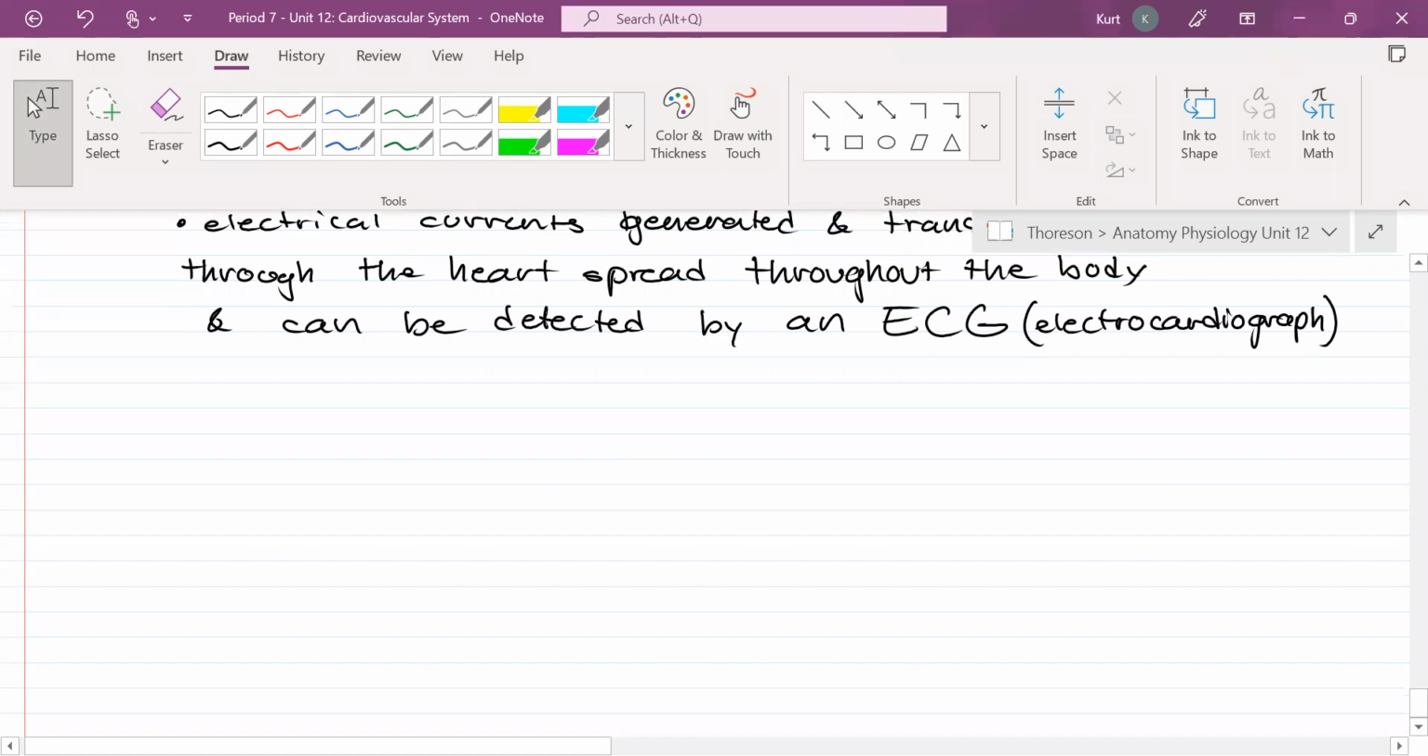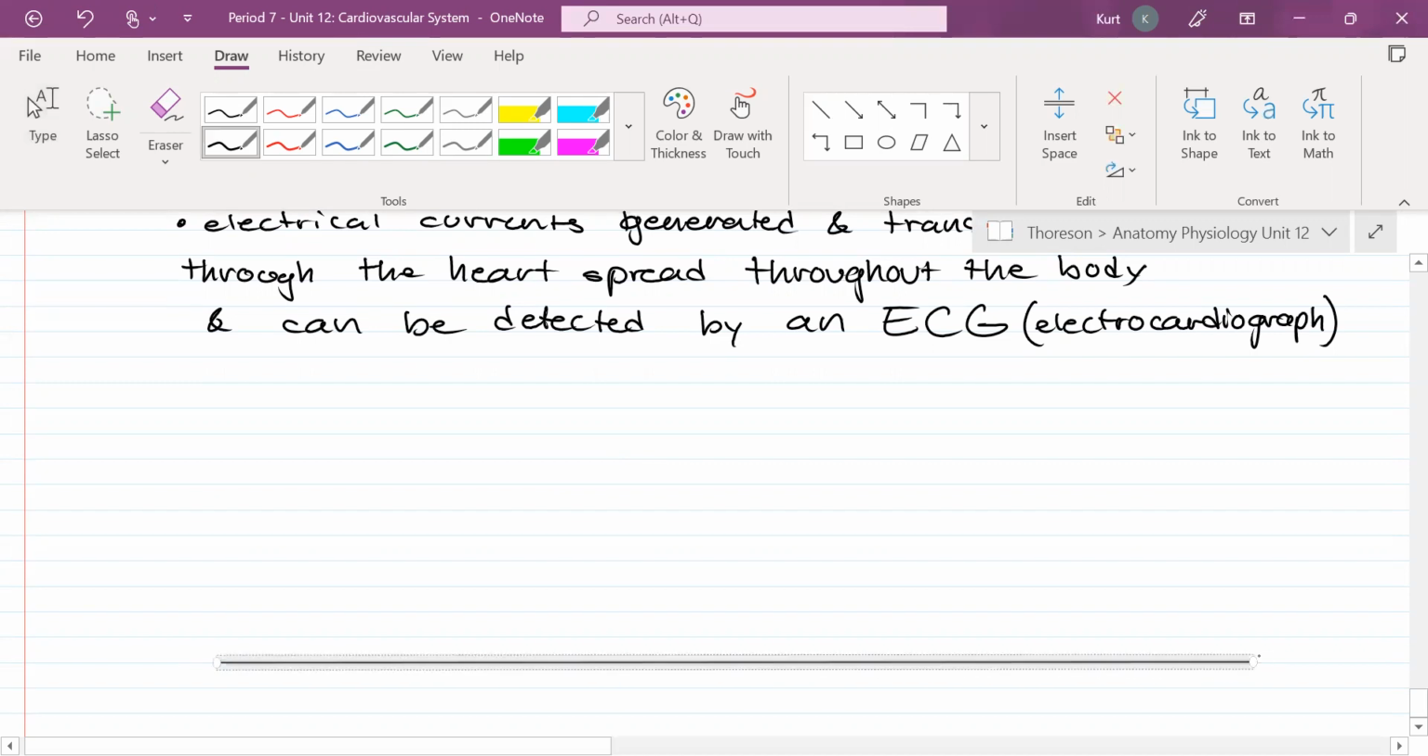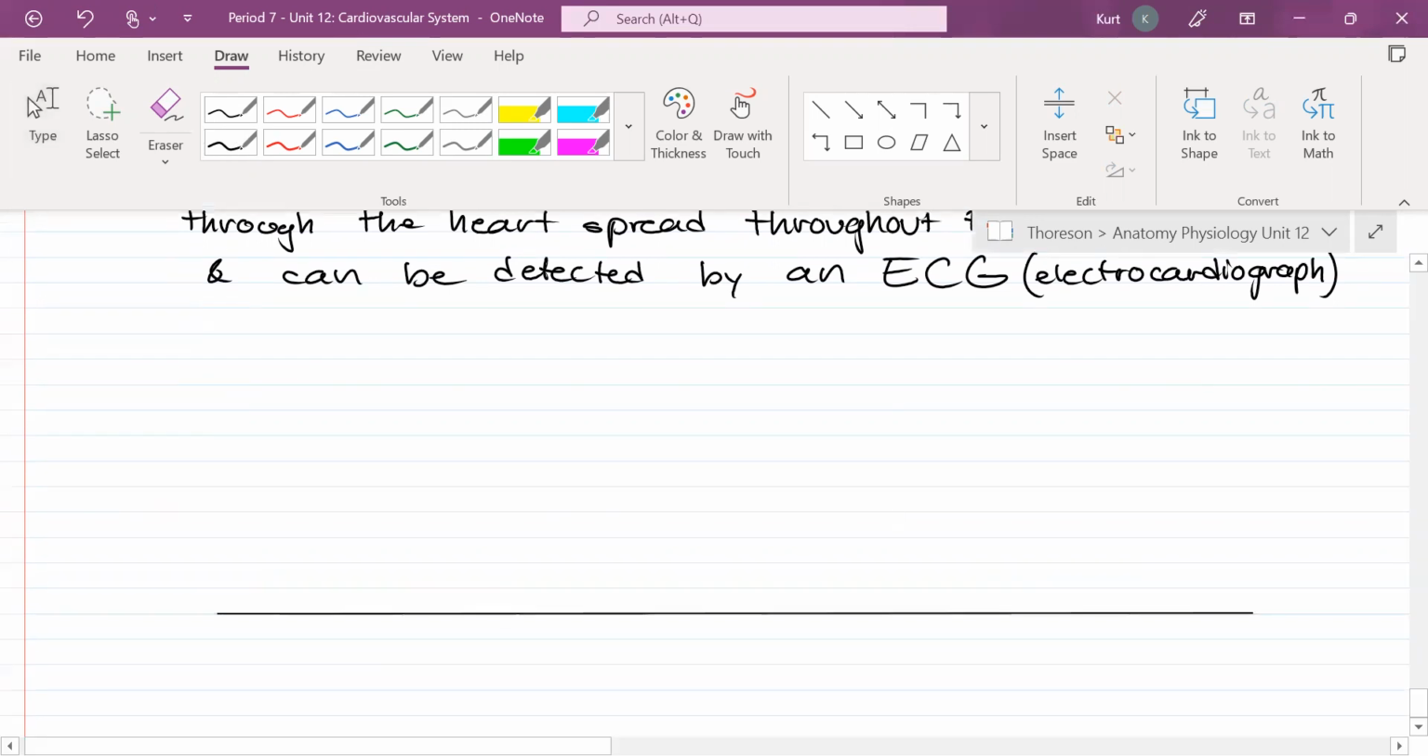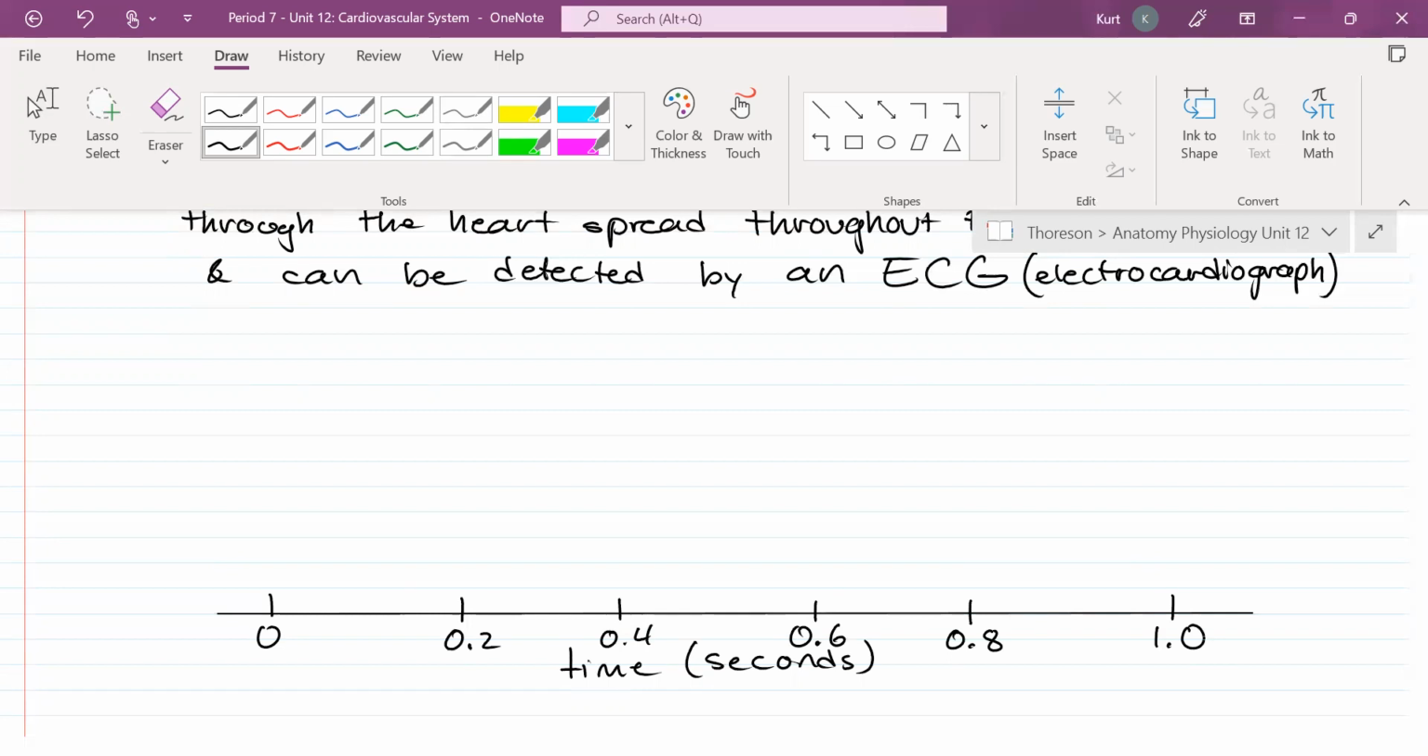And so this is where those multiple colors are going to come in handy. The first thing that you're going to need to draw is a line. This is going to be our x-axis. We're not going to really worry about a y-axis. But the x-axis is going to be time measured in seconds. We're going to have 0, 0.2, 0.4, 0.6, 0.8, 1.0. And before you can understand what an EKG or ECG is telling you, you need to know what the parts are.